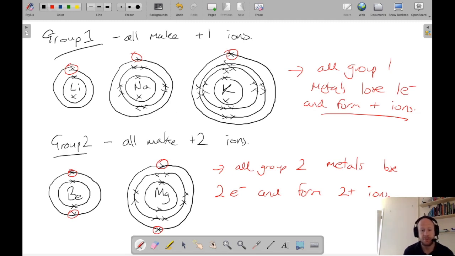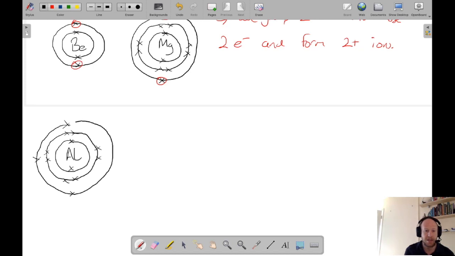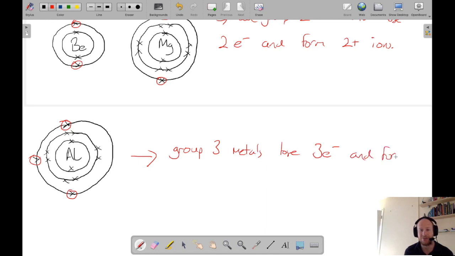If those elements are in group 3, then I'm sure you can predict what's going to happen here. I'll just draw aluminium because there's no point in really doing anything else. Again, we've got 1, 2, 3, 4, 5, 6, 7, 8. And then 1, 2, 3. So here's my aluminium atom. You can see that there's 3 electrons on the outside shell. So you've guessed it, yes, the group 3 metals lose 3 electrons and form 3+ ions.